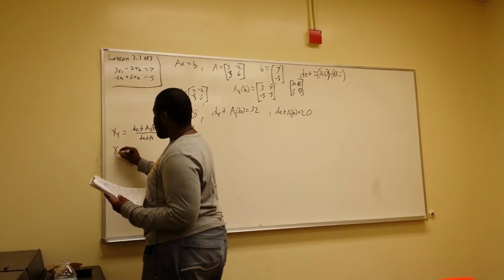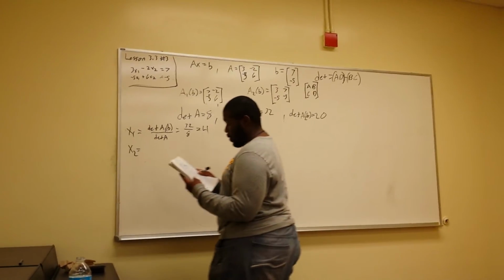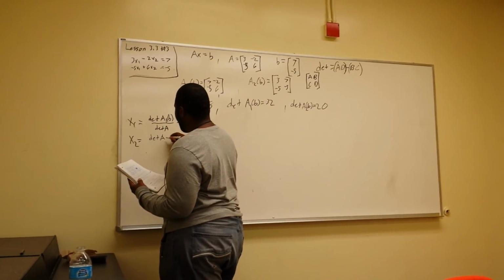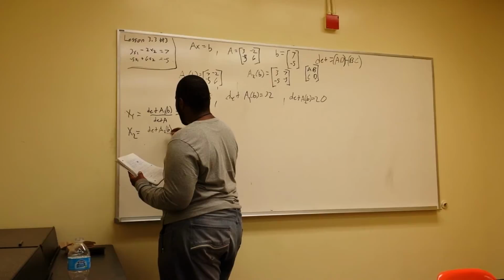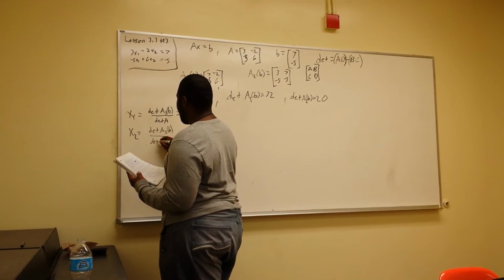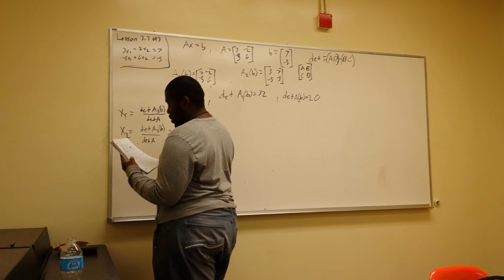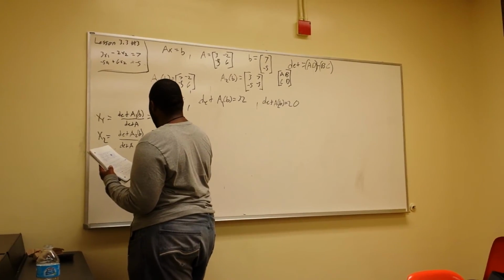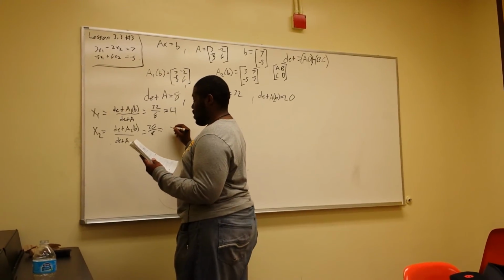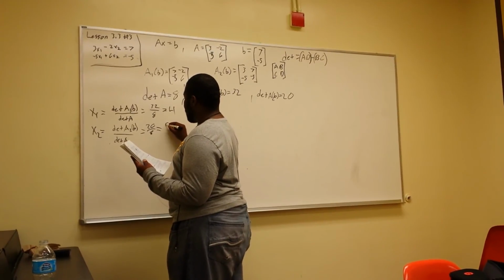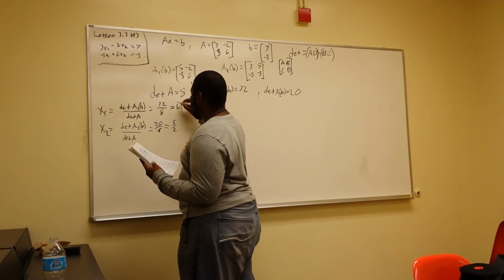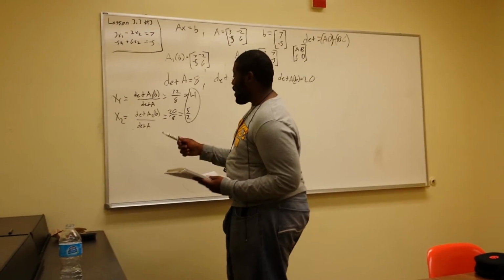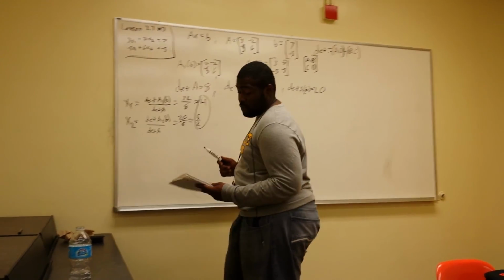For x2, we have determinant A2 of B over determinant A, which equals 20 over 8, which reduces down to 5 over 2. And that's our answer. x1 equals 4, x2 equals 5 over 2.